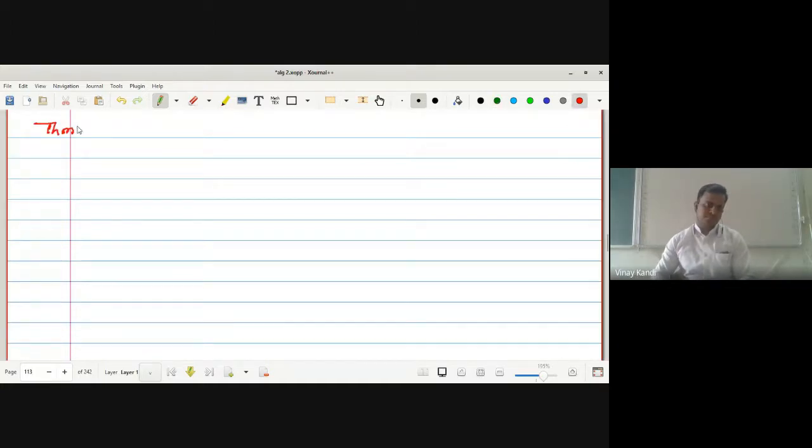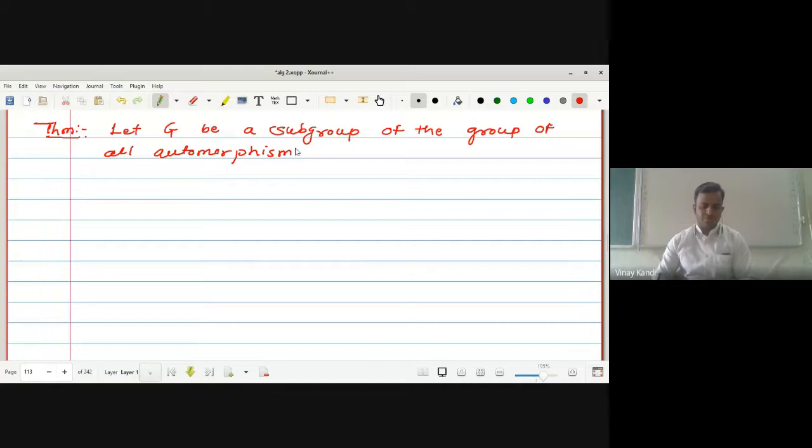Let capital G be a subgroup of the group of all automorphisms of a field K. Okay, we define the automorphism on the field K, and G is the subgroup of all the automorphisms of K. That is, G is nothing but a subgroup of all the automorphisms of K.